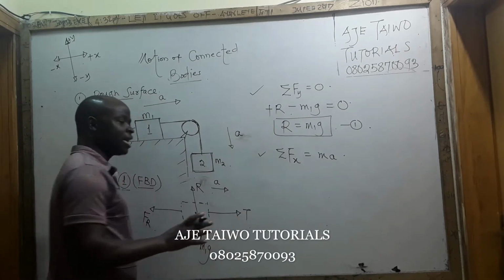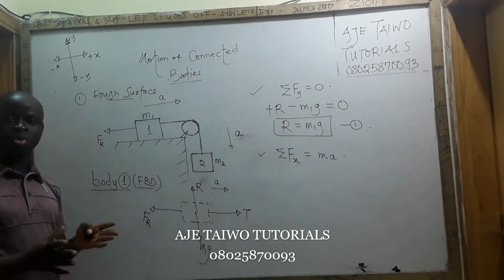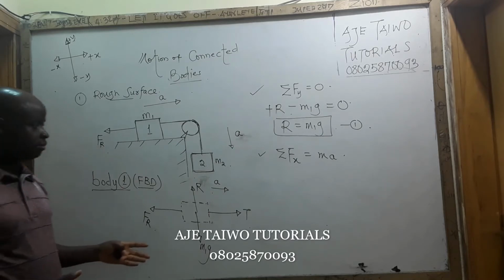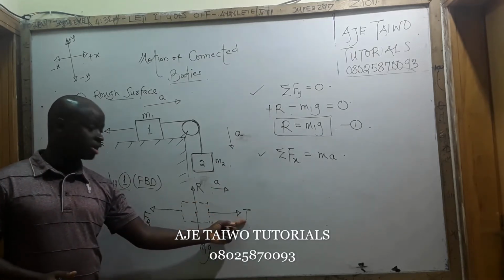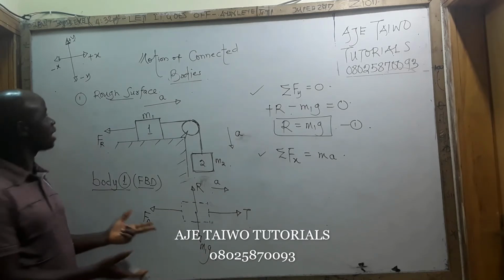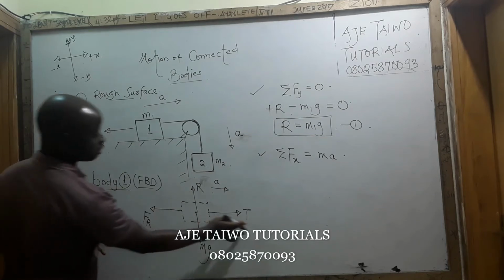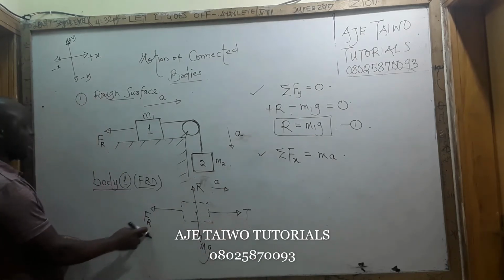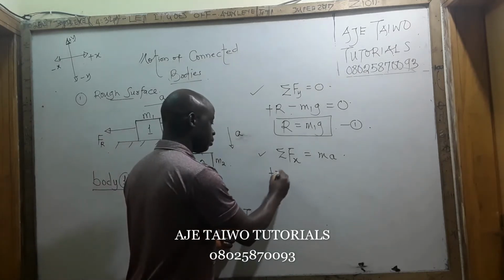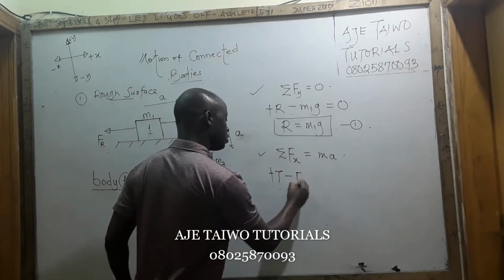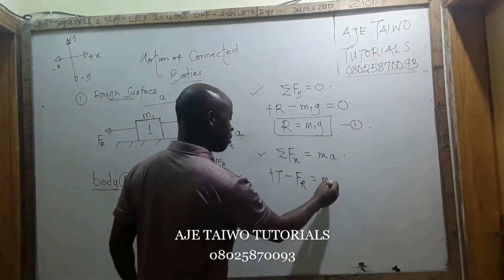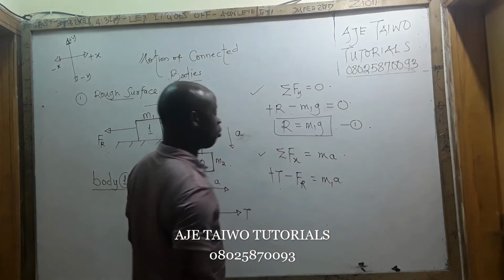So where are the forces acting horizontally? You have to identify the forces acting horizontally. T is acting horizontally. Fr is acting horizontally. T is acting in the positive x-axis. Fr is acting in the negative x-axis. So you say T is plus, Fr is minus, equals Ma. Which M is this? It's still M1, so M1A.